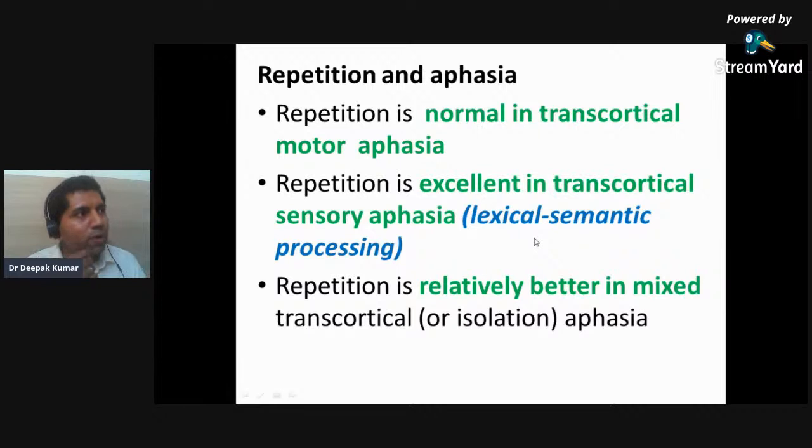Otherwise, I will use the word amiya just like that without any processing anywhere. Give me amiya, like for water, I will say, or switch off amiya to a mobile, I will use it. If the semantic and lexical processing doesn't happen, I will have the word but not know when to use it. Okay, so that is the lexical semantic processing. You need to understand these two processes to understand why repetition is excellent in transcortical sensory aphasia.